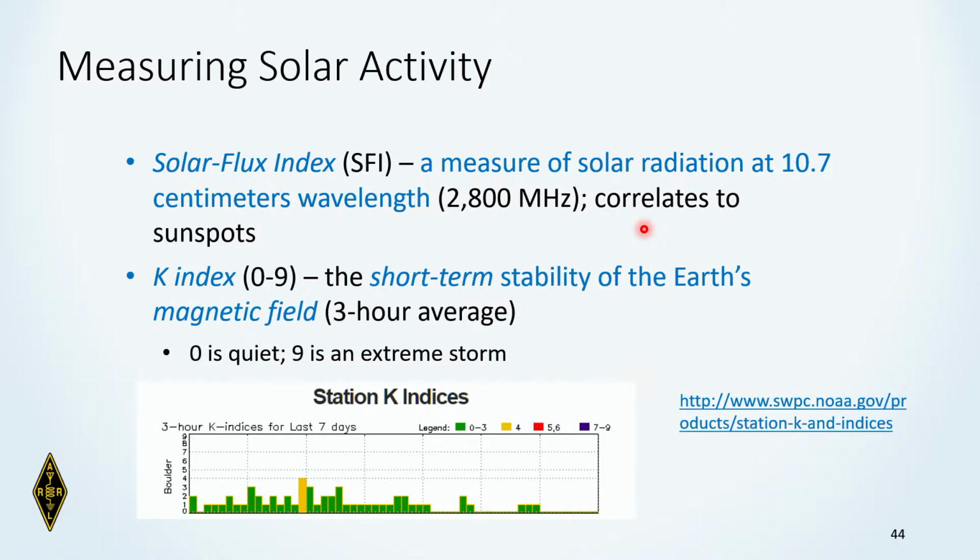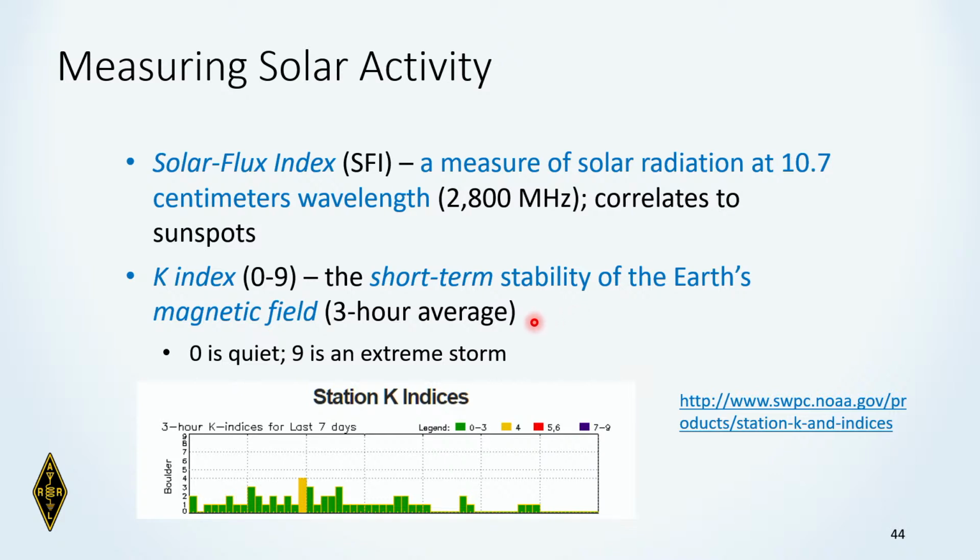And then we have the K index and the A index. And I wish they would have named these the other way because I think of things alphabetically. But the K index is the short-term stability of the Earth's magnetic field. This is a measurement that's made at points all around the world.